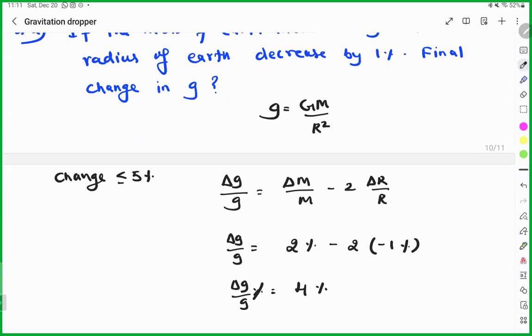Got it, sir. Remember, because R is decreasing, that's why you will take minus, and mass is increasing, that's why you will take plus. Any doubt?